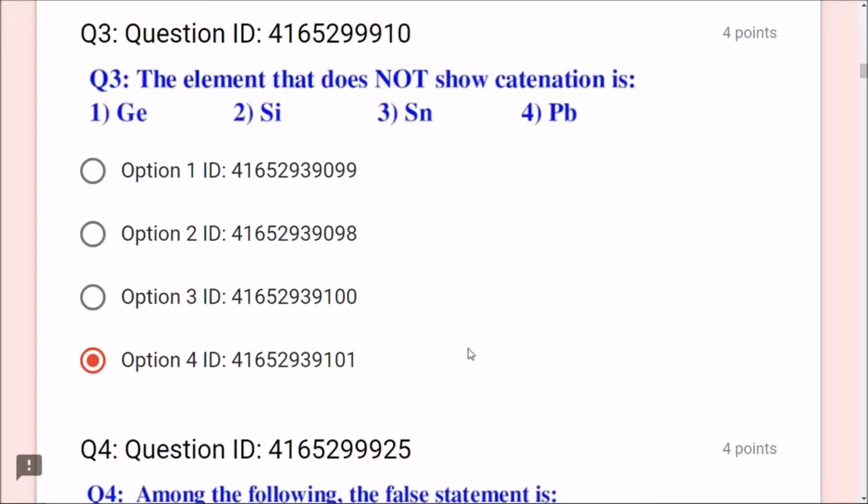As we know, the catenation property in a group decreases. What are all these elements? All these elements are from fourth group. Yes, silicon, germanium, tin and lead. Yes, lead is not going to show catenation. So the option number 4 is correct option friends.